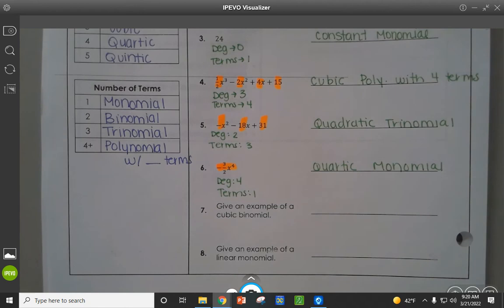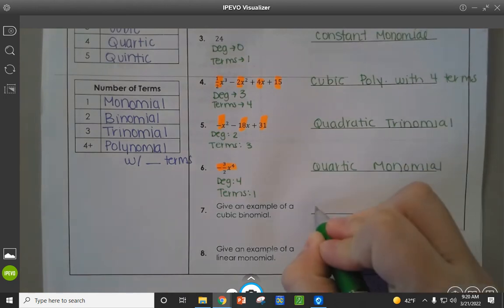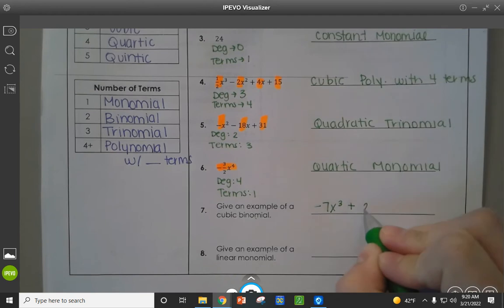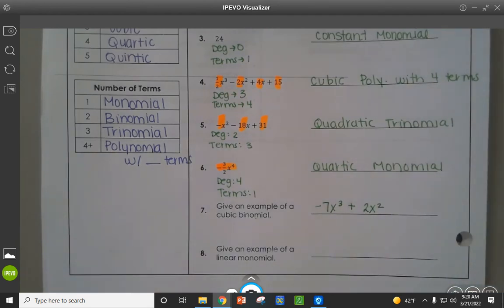So number 7, it's a cubic, so your largest exponent should be 3. And you could have a number in front of it. So -7x cubed. And it's a binomial, so we need to add or subtract something else. So you could add 2x squared. You could add 2x. You could just add 2. But you cannot add another x cubed or anything with a higher exponent than 3. So you could have had 5x cubed minus 12 or something. But your exponent needs to be a 3, your largest one, and then something smaller possibly.